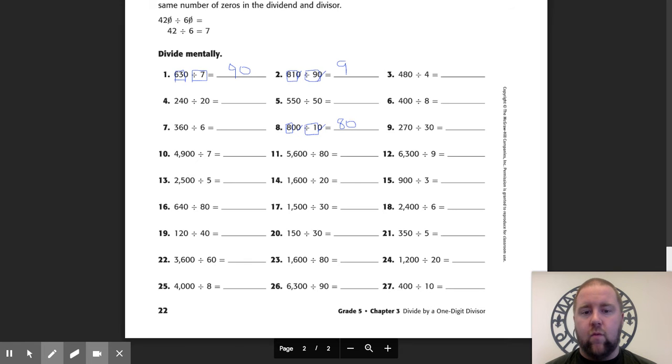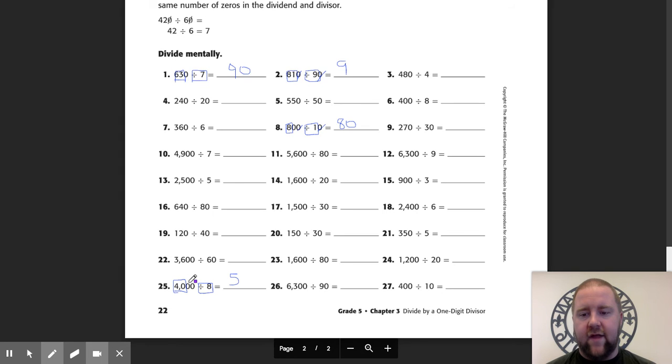Okay, one of the bigger problems that we sometimes run into is a problem that looks like this, number 25. All right. Number 25 says 4,000 divided by 8. A lot of people say, okay, 4 divided by 8 is 2. 4 divided by 8 is not 2. Okay, you cannot do 4 divided by 8 in this problem. What you have to do is box up this 40 and do 40 divided by 8. Okay, 40 divided by 8 is 5.